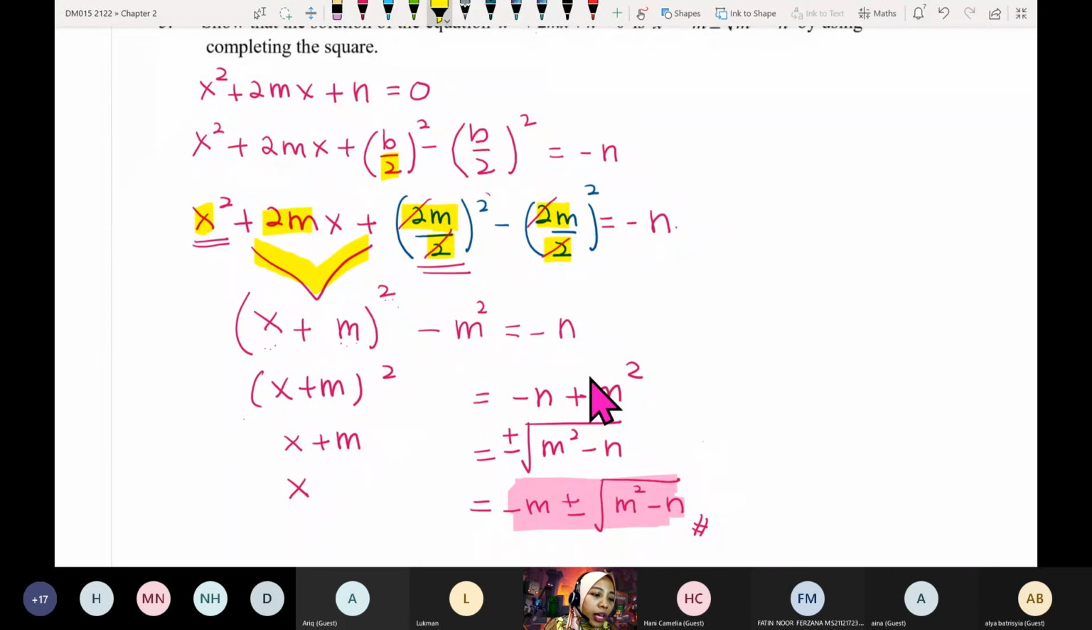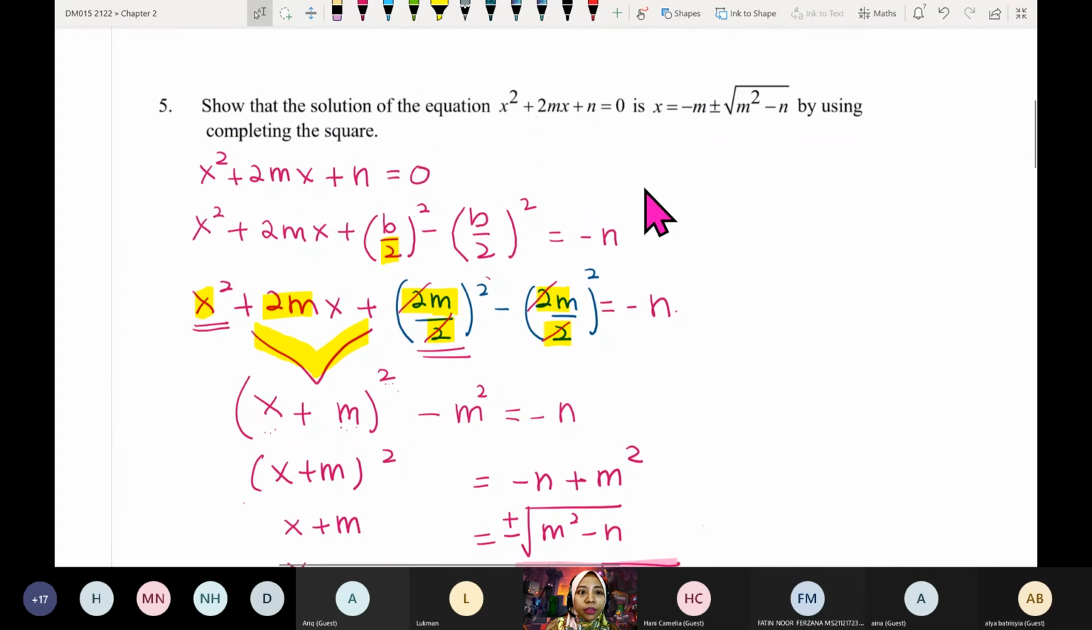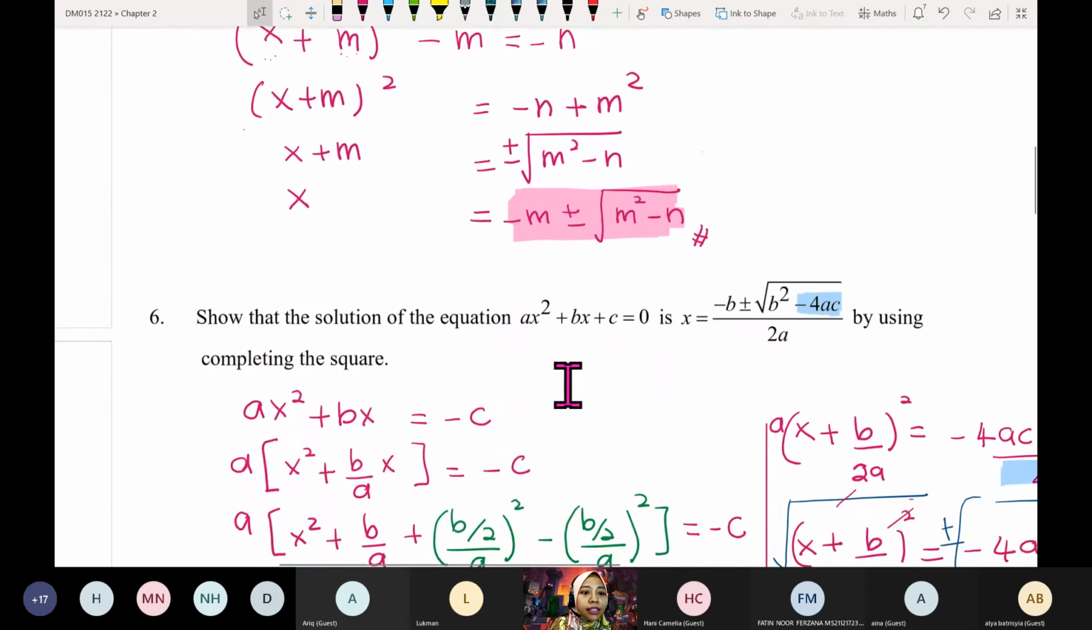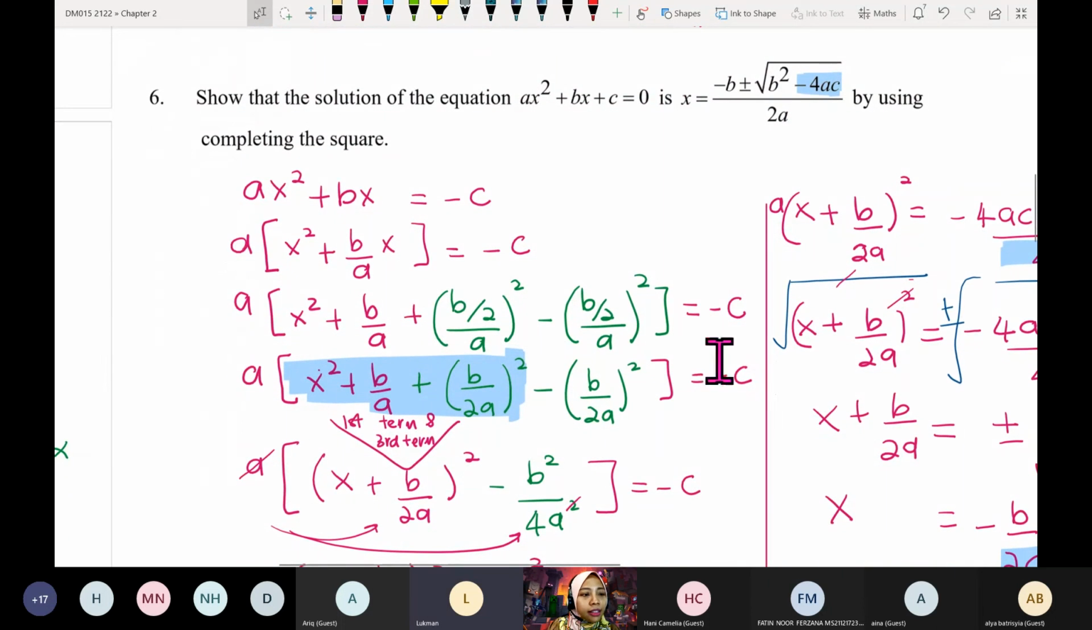Okay, you want to get rid of square. You square root both sides. Once you square root both sides, you get positive and negative. Okay, and now plus m, because we want x as a subject. So your answer would be negative m plus minus square root of m square minus n as what the question wants. Seperti yang dalam soalan nak lah. Okay, sama ke tidak? Kalau you tengok, you compare. Sama. Okay, clear? Sama juga macam number 6.